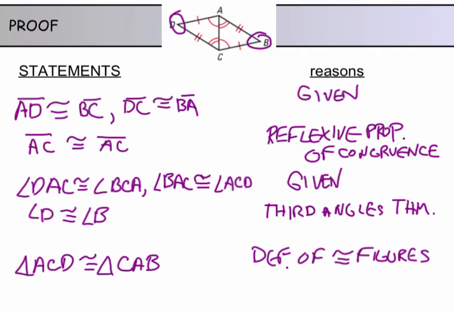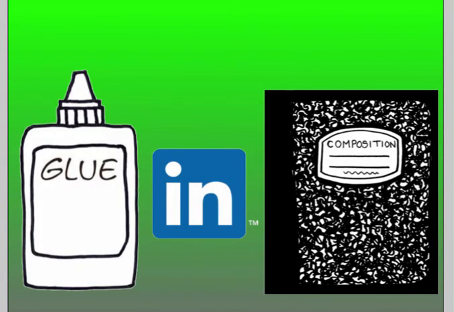So now it is time to go ahead and glue in your notes to your composition notebook. And then we are done for today. If you didn't finish the first worksheet, go back and finish that now. Also, there is an activity worksheet, kind of a more fun number puzzle that you can work on if there is time remaining in the class period. Thank you. Have a great day.